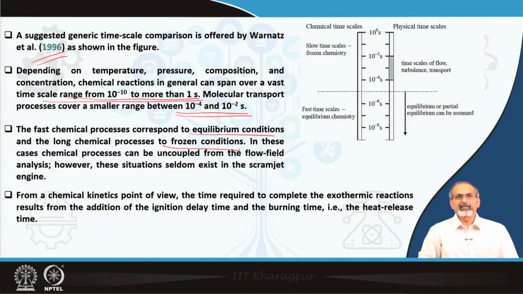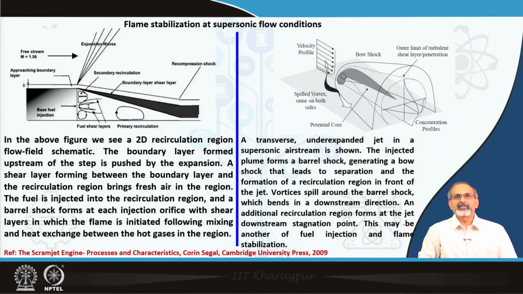From a chemical kinetics point of view, the time required to complete the exothermic reactions results from the addition of the ignition delay time and the burning time. So, that is the time during which the heat release from the combustion process will actually take place. So, time scales are extremely important, and here we are trying to see some possible configurations which may be used to effectively inject fuel into a supersonic stream, establish a flame front, and then keep it stabilized. So, that is a huge challenge in scramjet engines.